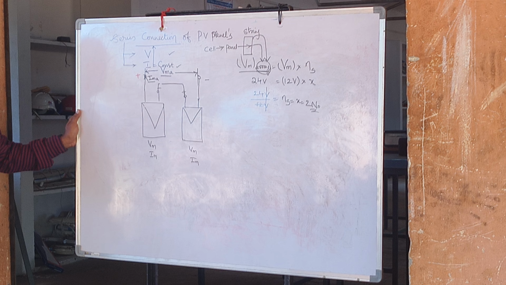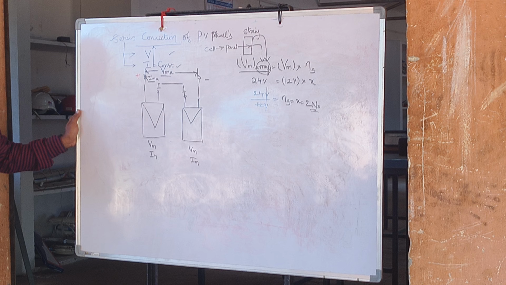This solar panel is going to have a maximum voltage of Vm and a maximum current of Im. If you want to increase the voltage, you connect two solar panels like this. In which connection? Series connection. Very good. We need to connect these solar panels in series if the array voltage required is more. So I have two panels.